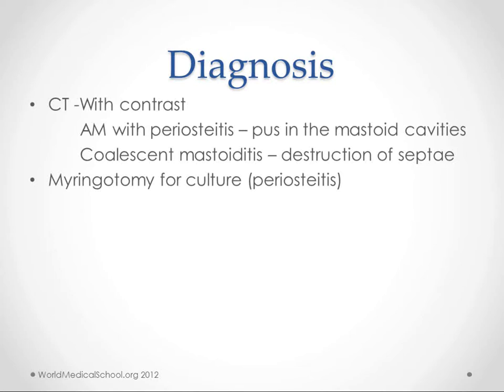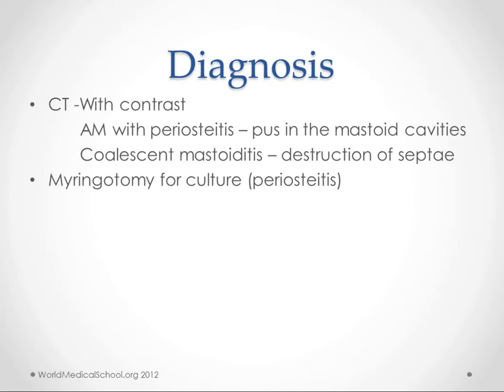So the with periostitis just means that you have pus in the mastoid cavities, whereas coalescent mastoiditis means that those bony septae that we were looking at before have been destroyed, and so you kind of get just one big pool of pus in the mastoid area.